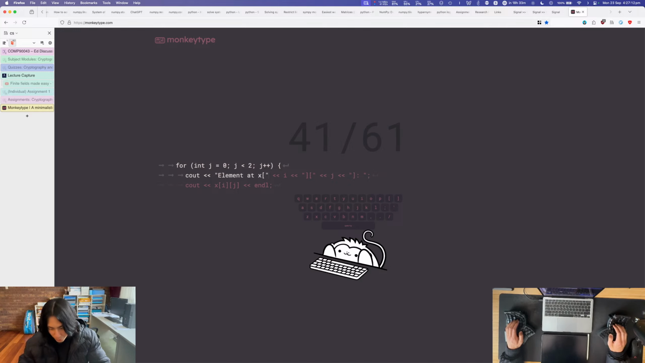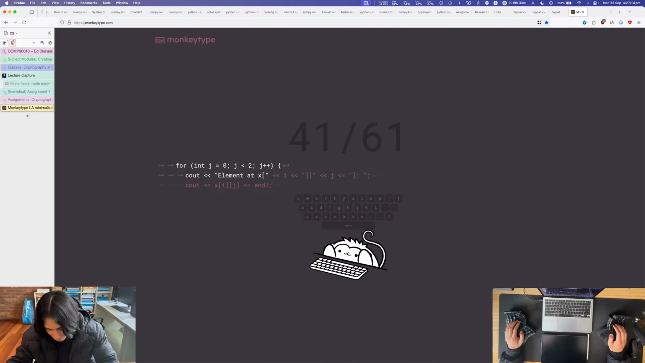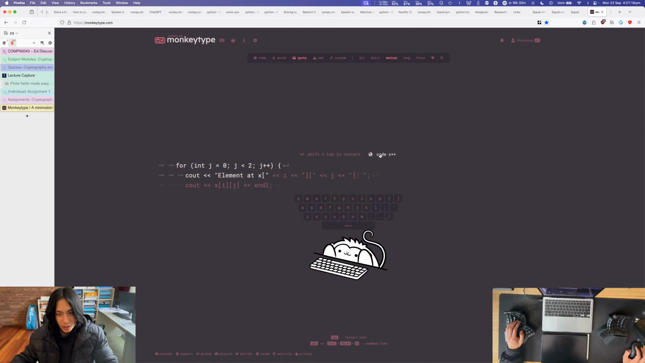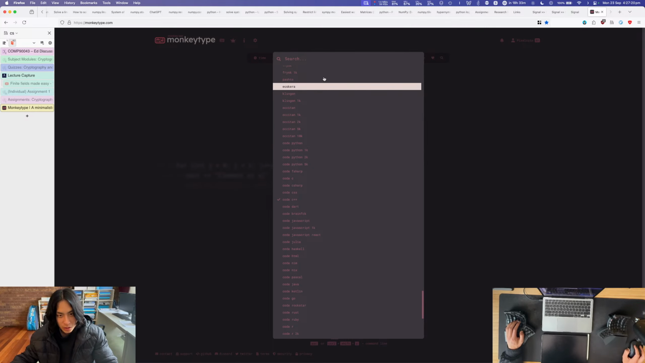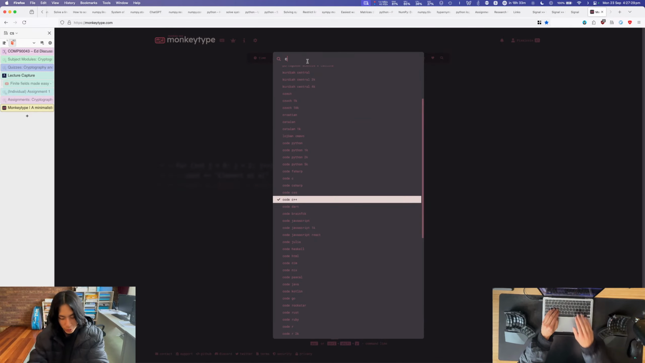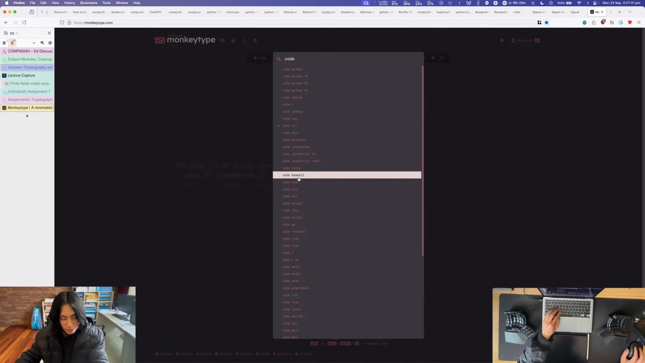How did you get this on Monkeytype? I mean, code related practice. I looked and couldn't find the option. Here's how you do it. There's a language option. You can just search for code and then pick your language.